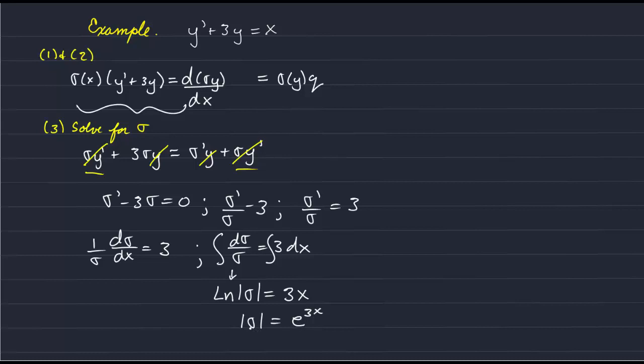And again, it doesn't matter whether it's positive or negative. So we'll just pick either one, but we'll pick the positive solution, e to the 3x, because this solution works as well as the negative one, or it works as well as any equation of this form with a constant here. So we'll use this as sigma. So that's step 3.